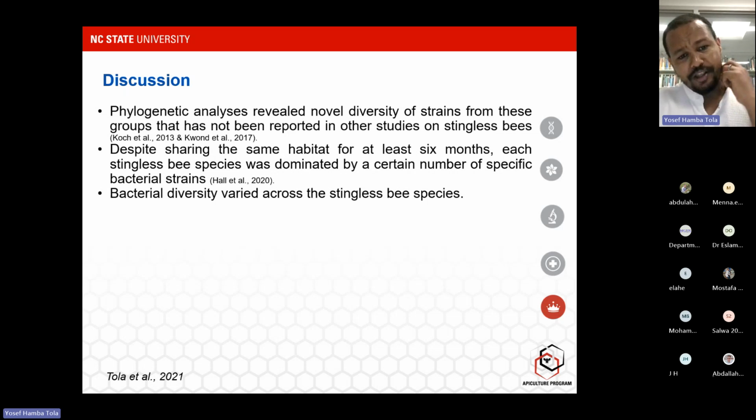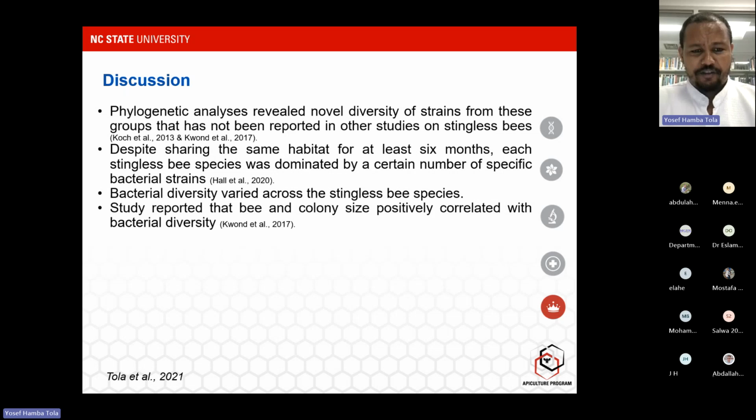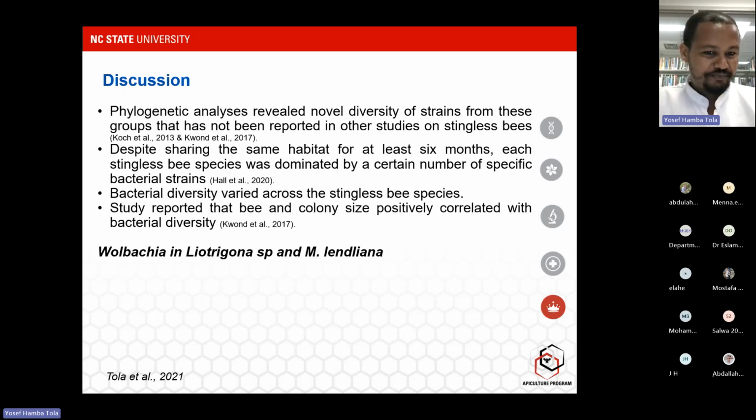Here, the bacterial diversity varied across the stingless bee species, maybe because of different factors. For example, a study reported that the bee size and the bee colony size are positively correlated with bacterial diversity. In our study, we tried to see how bee size correlated with the gut microbiome, but we didn't find a correlation. As for colony size, since our stingless bee study in Africa is at an infant stage, we couldn't manage to get the colony size to correlate with the microbes.